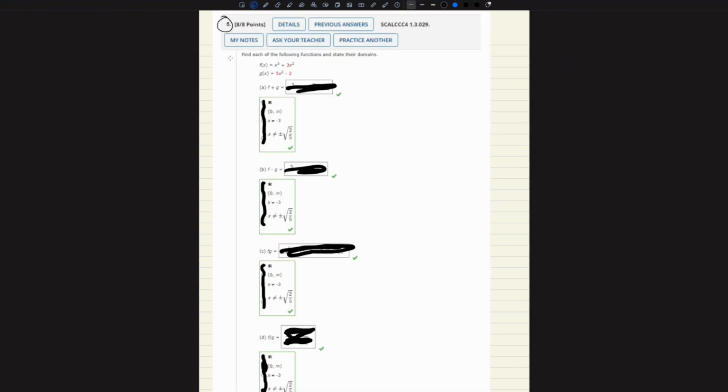Alright, so this is question number 5. It is saying find each of the following functions and state their domains. Okay, so it is asking for f plus g. So let's add it. So it will be x cubed plus 3x squared plus 5x squared minus 2. So x cubed plus 8x squared minus 2. So this is a polynomial function. So for the domain it will be all the real values. That means this is our answer.